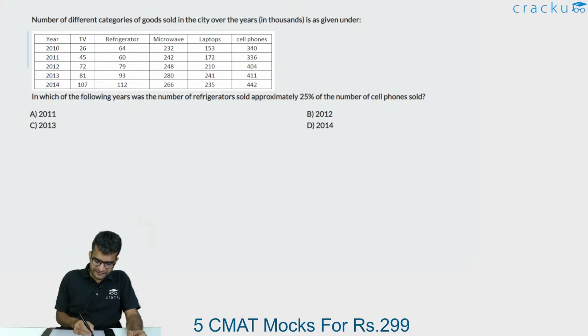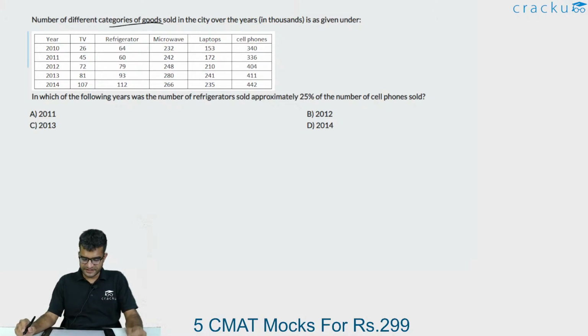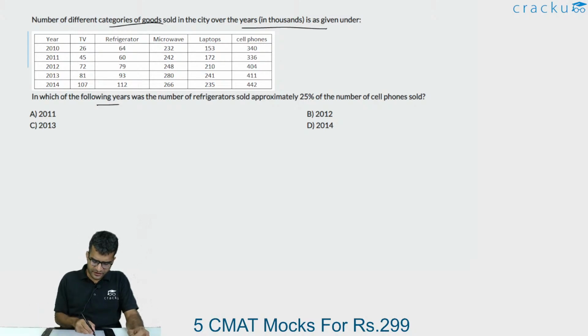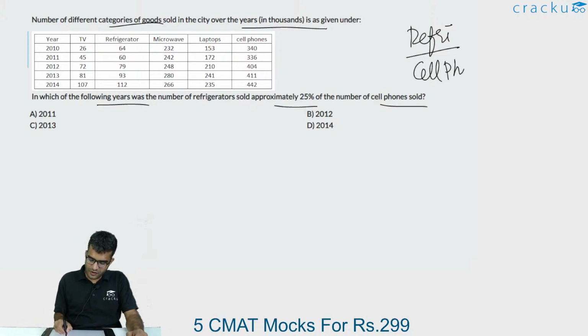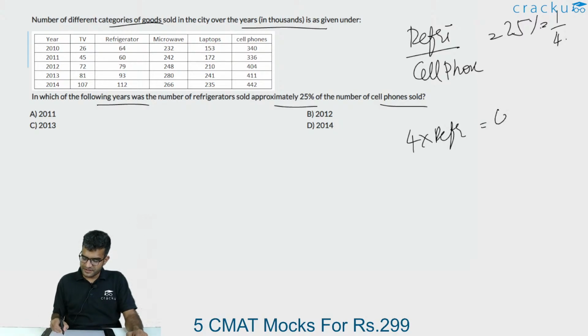In this question, we are given different categories of goods which are sold in a city over the years in thousands, and we are asked to find out in which of the following years was the number of refrigerators sold approximately 25% of the number of cell phones sold. So essentially what we are asked to calculate is in which year is the refrigerators sold divided by the cell phones sold closest to 25%, or in which year is 4 times the refrigerators, because 25% is 1 by 4, closest to equal the cell phones.